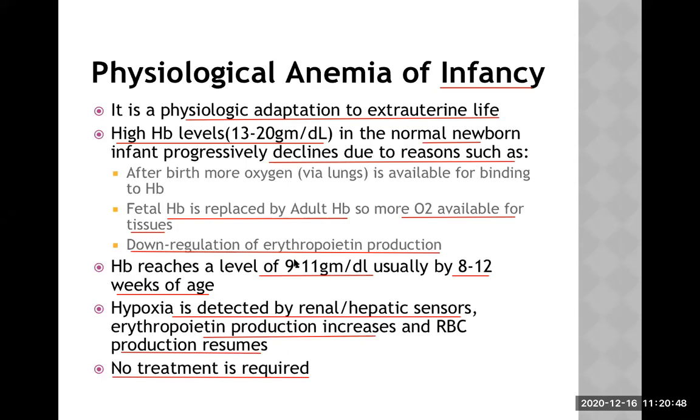So what does that mean? After the baby develops anemia like this, anemia will cause decreased oxygenation of the tissue, and those sensors will detect that hypoxia. Now after that, again erythropoietin is increasingly produced and RBC production resumes.